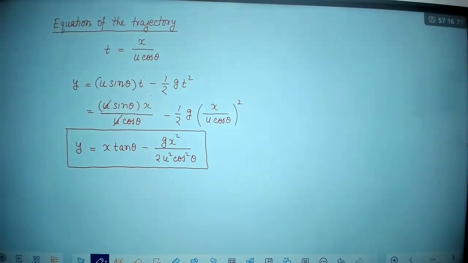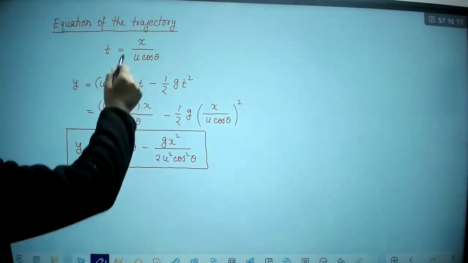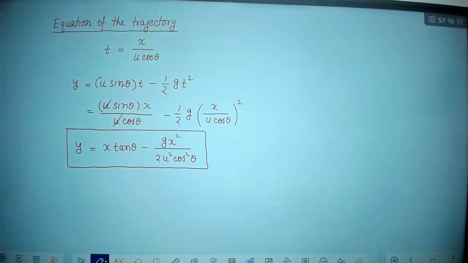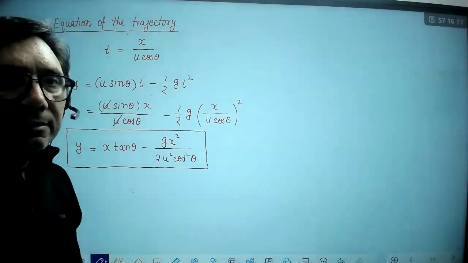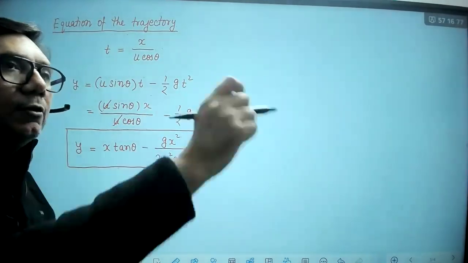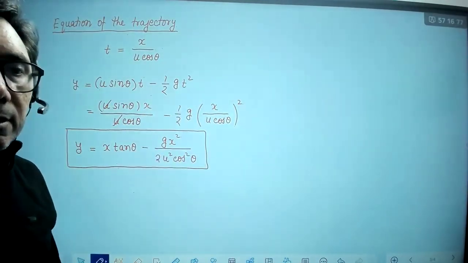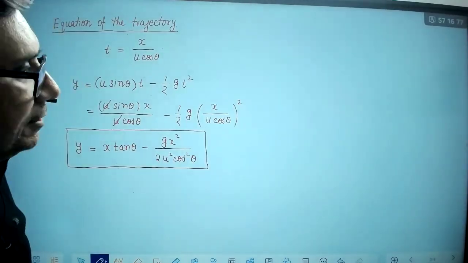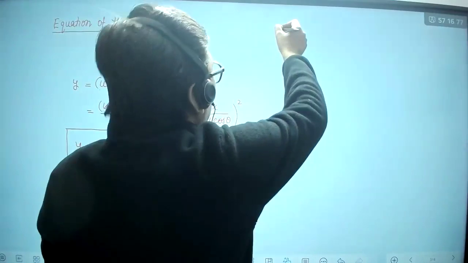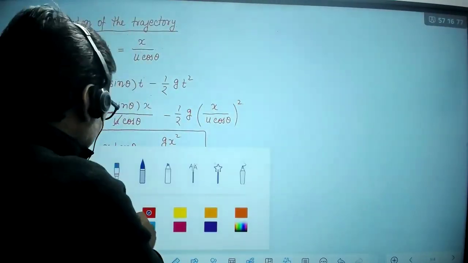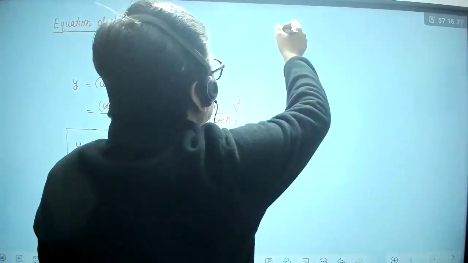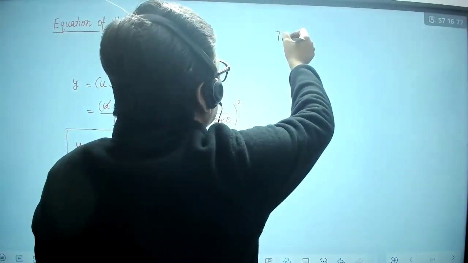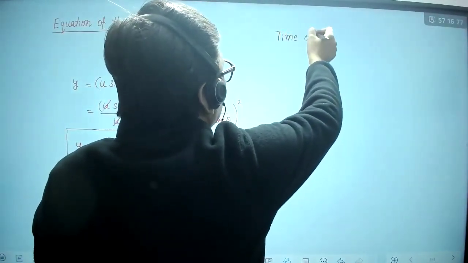Now, this is the equation of the trajectory. First thing you have to remember. Second, you want to find out the time of flight. For how much time is it undergoing motion? The time during which it is undergoing projectile motion is called the time of flight. Is it clear? Trajectory equation done. Next is time of flight.